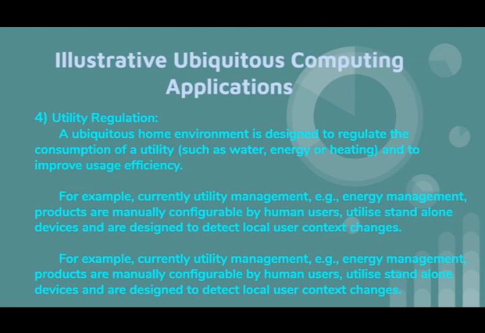I have given an example here: currently utility management and energy management products are manually configurable by human users, utilize standalone devices, and are designed to detect local user context changes. This will happen mostly, other than in the metro cities, these things will be done manually. So ubiquitous computing will give you the power to do these things in an automatic way by reducing the margin of error. I'm not going to tell you that ubiquitous will give you 100%. I will tell you 99.99% it will give you good results.